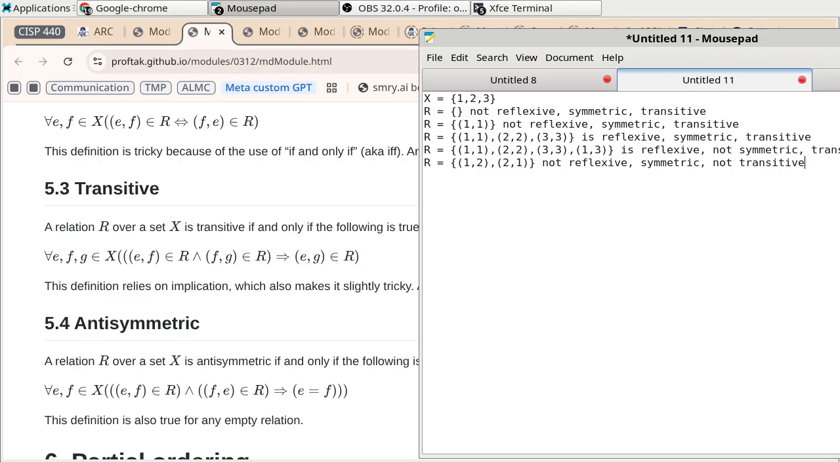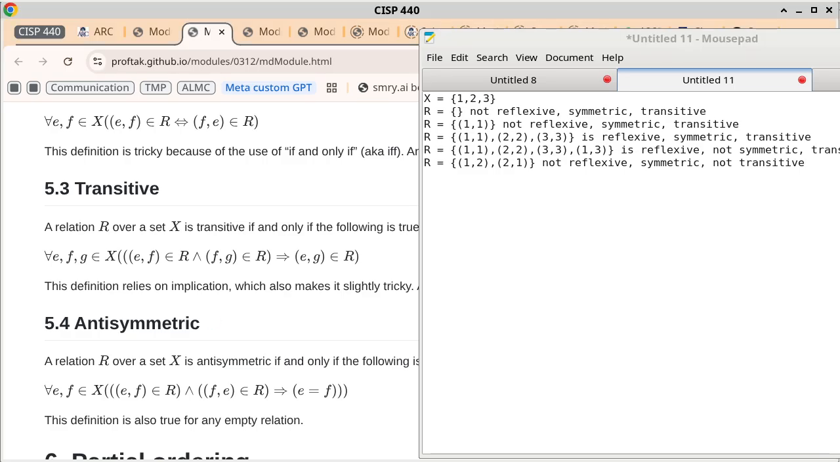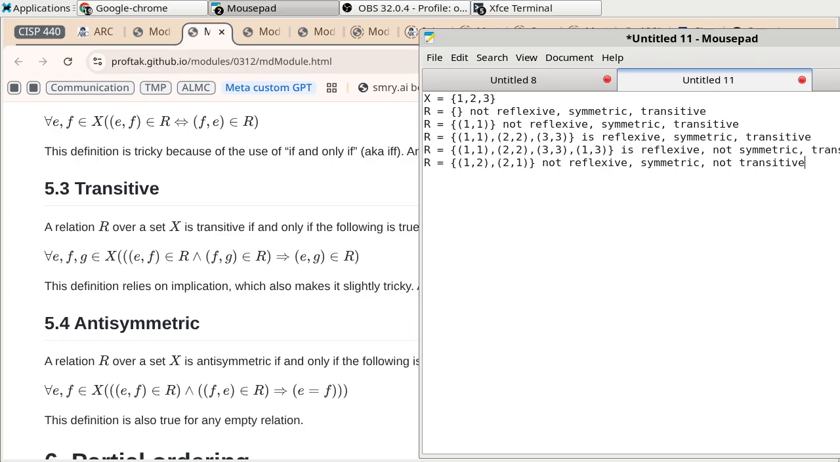Okay. So the question is, why is it not transitive? It is not transitive because all we have to do is to put in E being 1, F being 2, and then G being 1 again. If those are the values of E, F, G, then we can see EF in R is true, FG in R is also true, but at the same time, EG, which is (1, 1), in R is false. So this time we managed to make the left-hand side of the implication true, but the right-hand side of the implication false. So that's why it is not transitive.